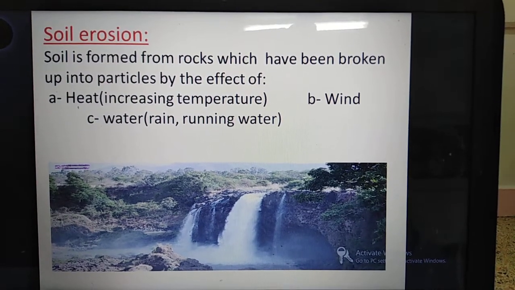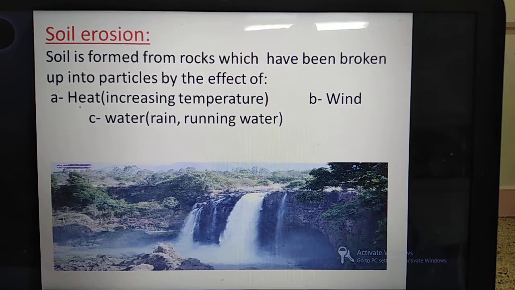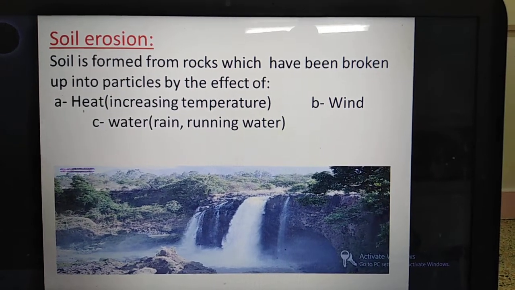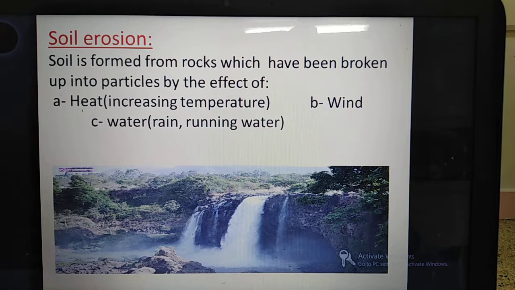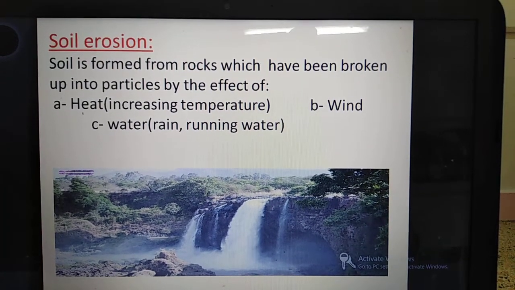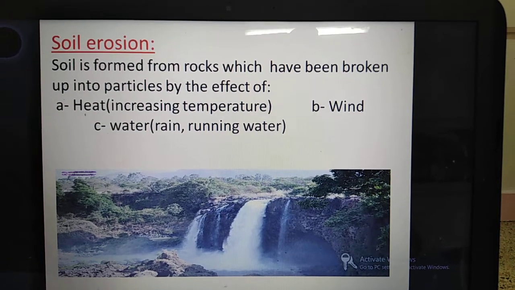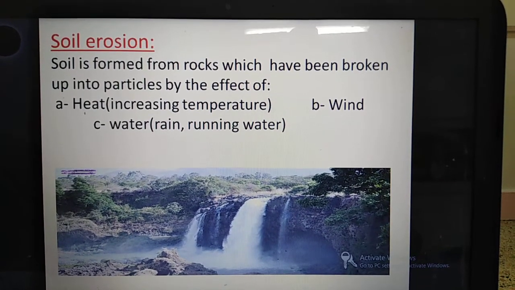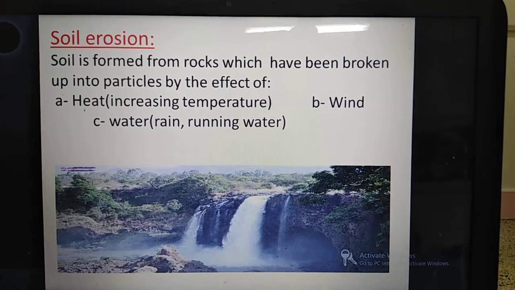Soil is formed from rocks by breaking down, which have been broken up into particles. By the effect of what? By the effect of heat, water, and wind. So when I ask you, soil is formed from the breaking down of rocks by the effect of these factors: heat, wind, and water.